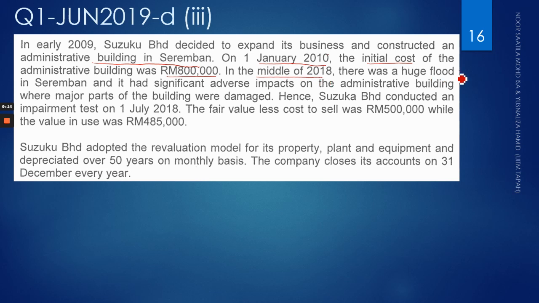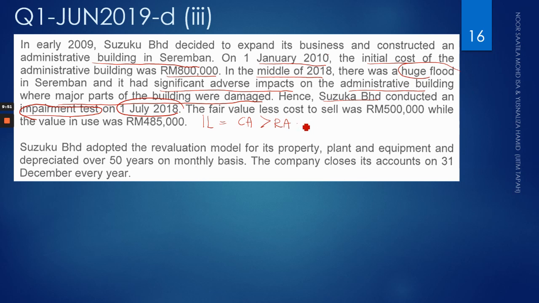There was a huge flood. This huge flood had a significant adverse impact on the admin building, where this caused major parts of the building to be damaged. So this one somehow is an indicator of impairment. Because of that, Suzuki conducted an impairment test on 1st of July. And remember, an impairment test will lead to an impairment loss only when the carrying amount is greater than the recoverable amount.